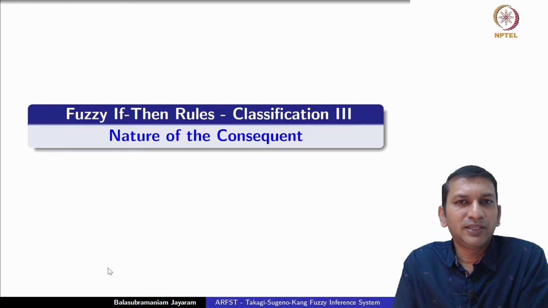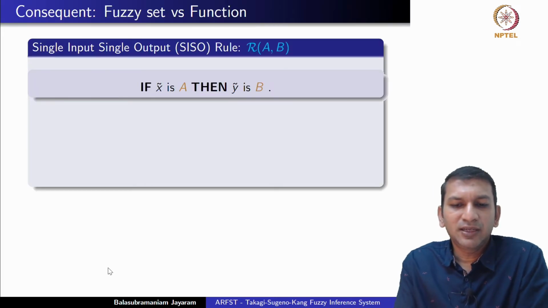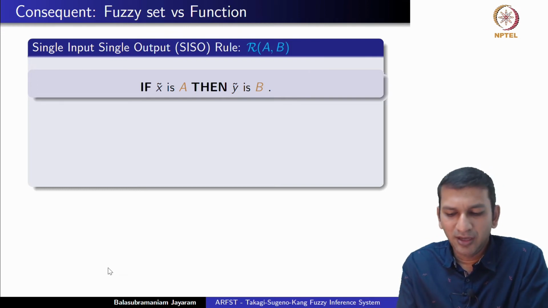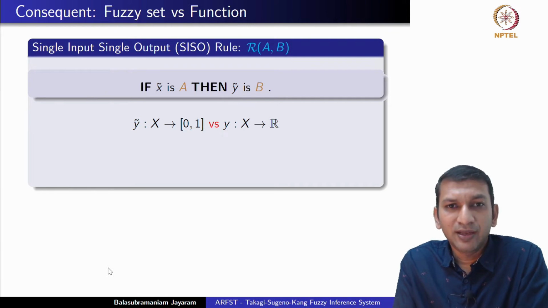Also recall, when we discussed the different classifications that you could have on fuzzy if-then rules, one type of classification we came up with was based on the nature of the consequent. We have seen that typically fuzzy if-then rules have fuzzy sets on both antecedent and consequents. However, we could also have just a real valued function on x as the y.